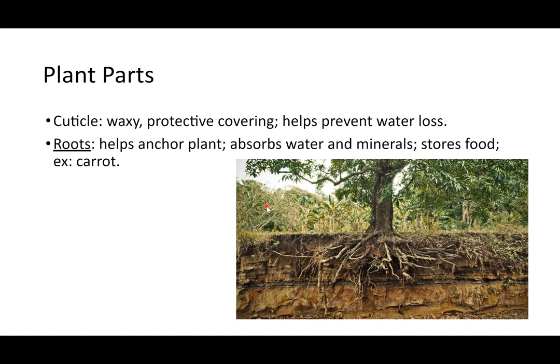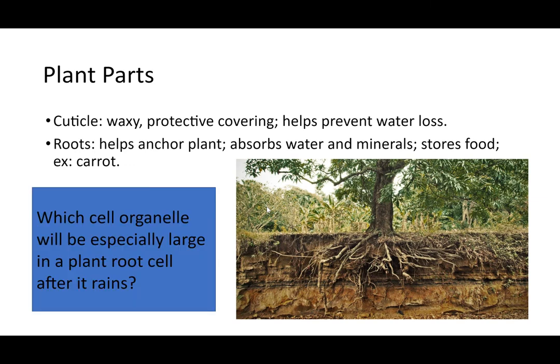The next part are the roots. The roots help to anchor the plant and to also absorb water and minerals from the soil. And then roots can help store food, for example, like in carrots. So the carrot that we eat is actually the root of the plant.